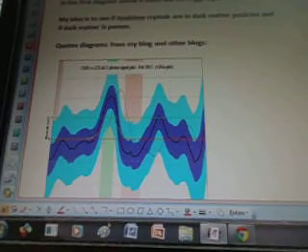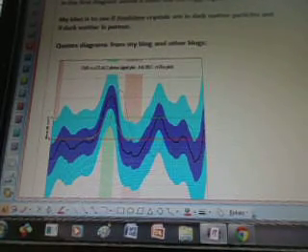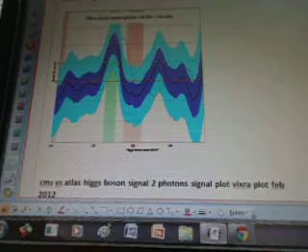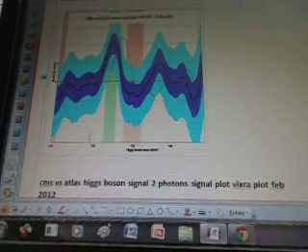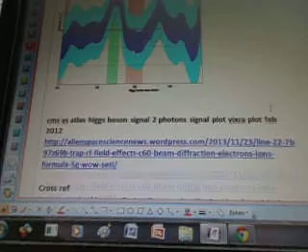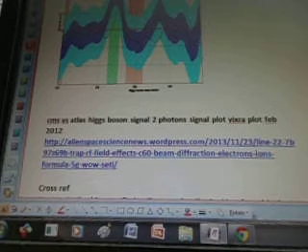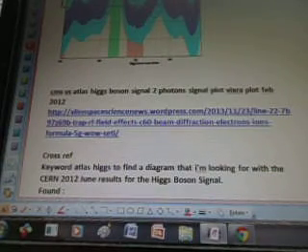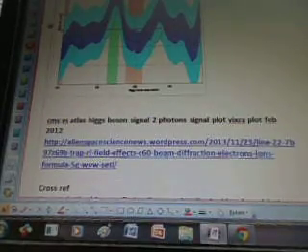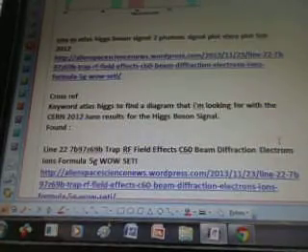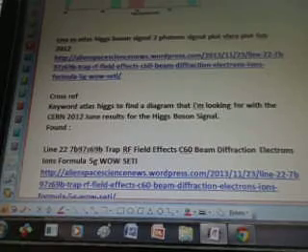Okay. So CMS versus ATLAS 2 photon signal plot, February 2012, VIXRA plot. So there's your Higgs signal there at 120 GeV to 125, I guess. That was from my blog, alienspace-science-news.wordpress.com. So that's where I blogged it, and it's from another blog, and that information's on the blog post. So I'm going to cross-reference keyword ATLAS Higgs to find a diagram that I'm looking for with the CERN 2012 June results for the Higgs boson signal.